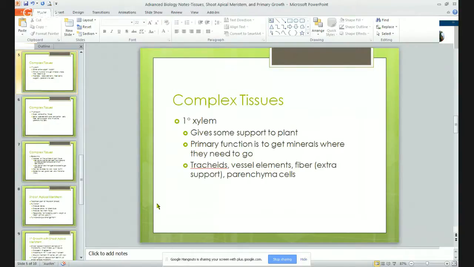But the job of your primary xylem is to give your cells some support, but really it's to move minerals and water where it needs to go, because the water is going to carry dissolved minerals and nutrients. But primarily it's for minerals and water transport. And then the four things that your primary xylem is going to be made up of would be tracheids, vessel elements, fiber, and parenchyma cells. The fiber is there for extra support.